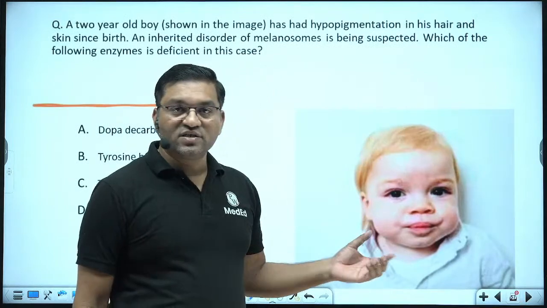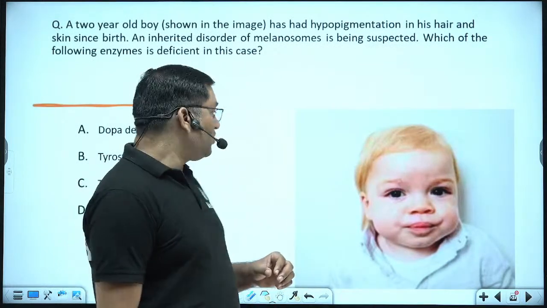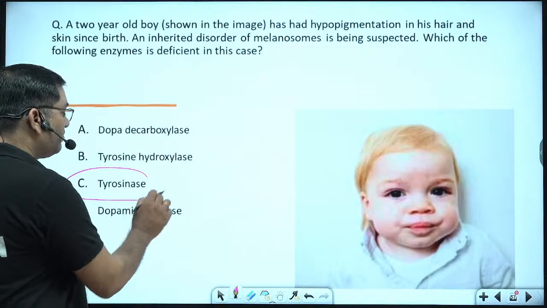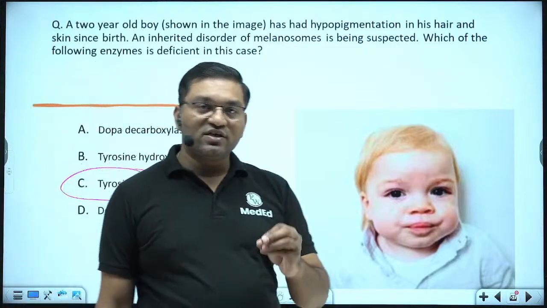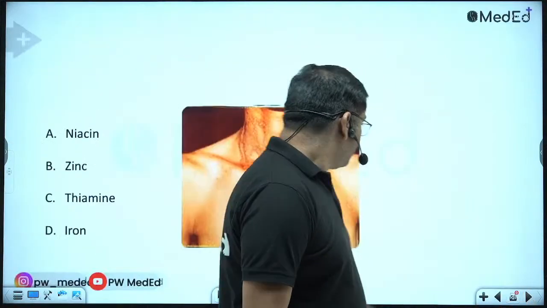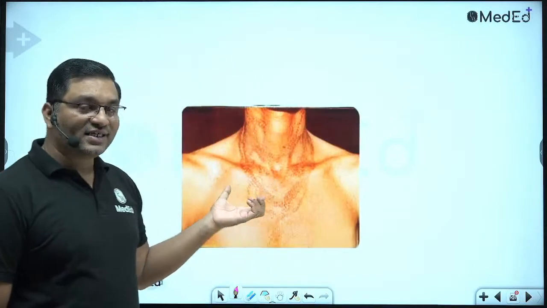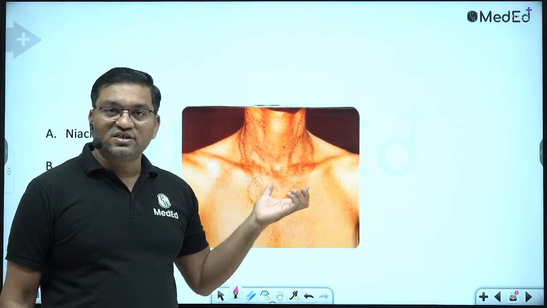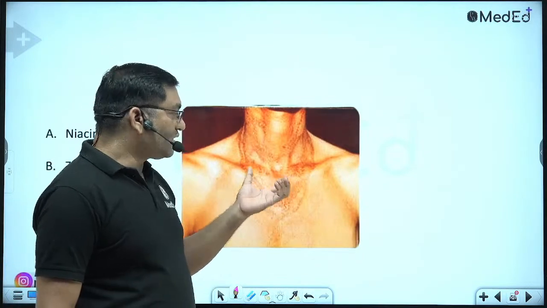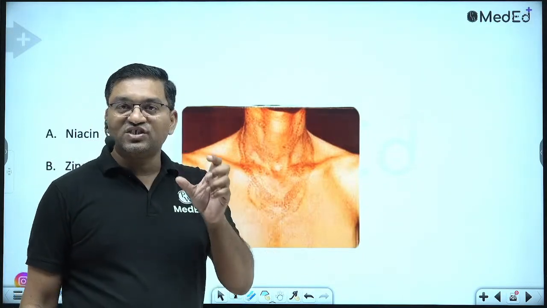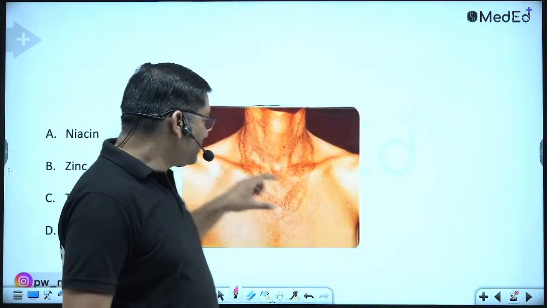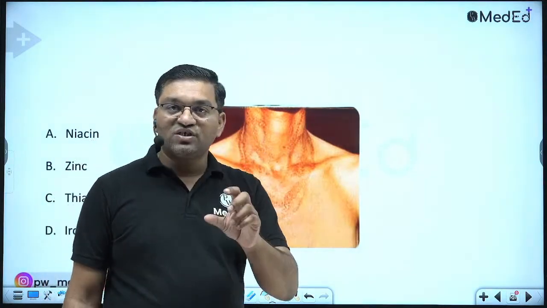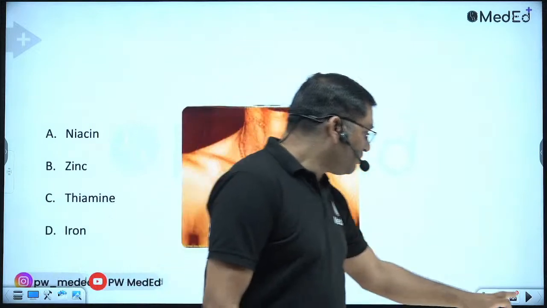This is albinism, generalized hypopigmentation, because of defect in the tyrosinase enzyme. Then this is niacin deficiency, Casal's necklace in the appearance. Casal's necklace dermatitis, diarrhea, dementia, dermatitis, pellagra. So this is Casal's necklace due to deficiency of niacin, causing pellagra.